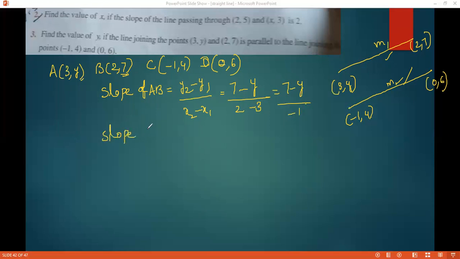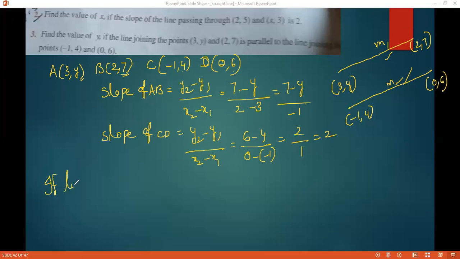And similarly, you find the slope of CD. What is the slope of CD? The same thing: y2 minus y1 by x2 minus x1. Here y2 is 6, 6 minus 4, and x2 is 0, 0 minus of minus 1. 6 minus 4 is 2, 2 by 1, which is equal to 2. So the slope of AB is equal to the slope of CD, right? Why? Because the two lines are parallel.